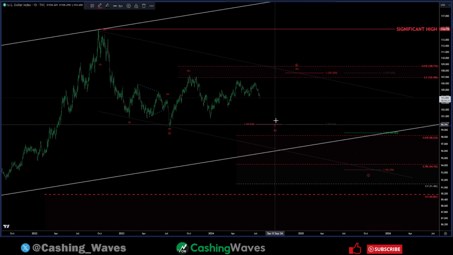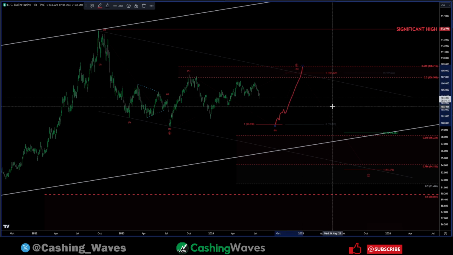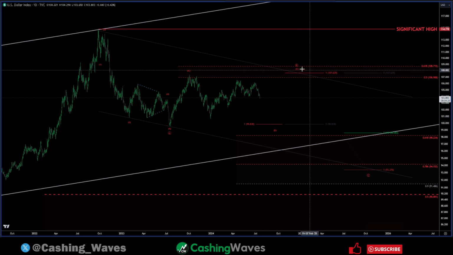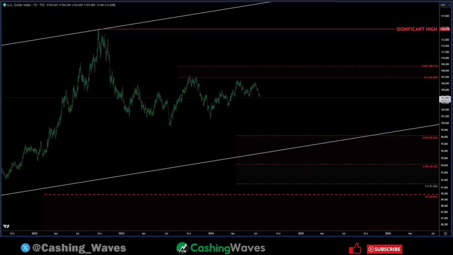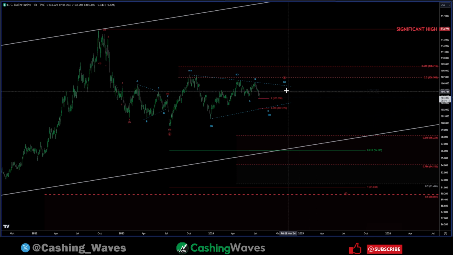Because if we get a micro 5-wave move up, it's potentially very important to be paying attention if you're trading Bitcoin. But we'll see what we get. Everything looks pretty good right now for the triangle complete or the triangle halfway through. And we'll go from there.